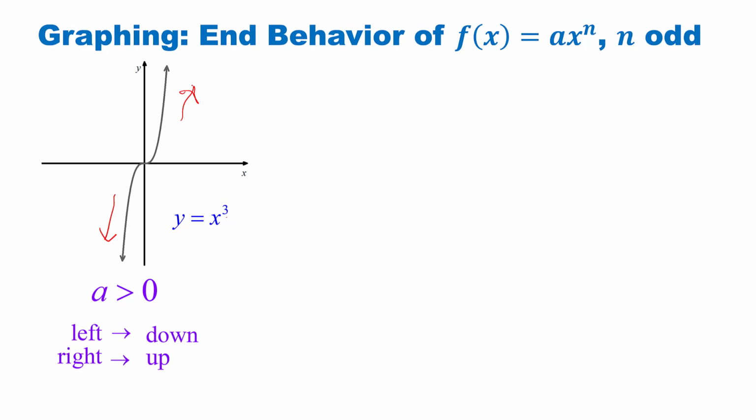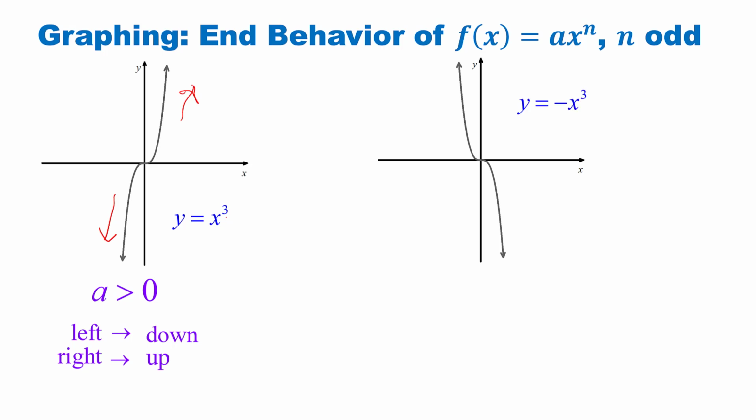Now, flipping this graph across, I guess you could think either the x or the y-axis, we will have a graph of the function y equals negative x cubed, where the power is odd, but the coefficient a is less than 0 here. So as our graph travels to the left, it goes up. As our graph travels to the right, it goes down.